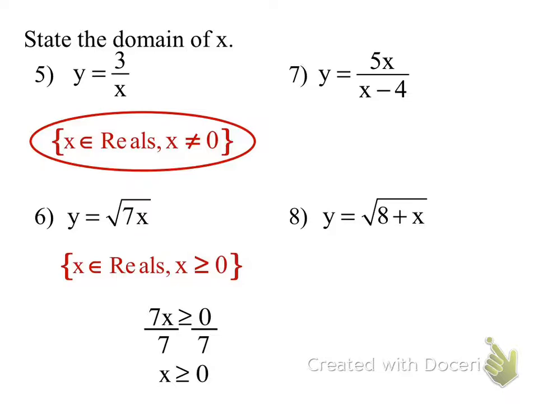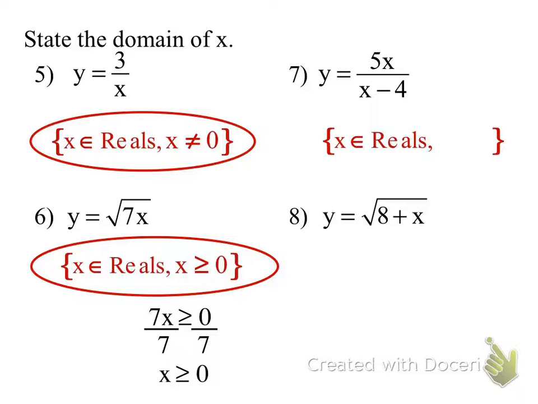X cannot be 4. Good. And? No. What number system is it part of? You've got to say that. X is an element of the reals, and X cannot equal 4. Okay, next one. Jaden: X is an element of the reals and X cannot equal -8.